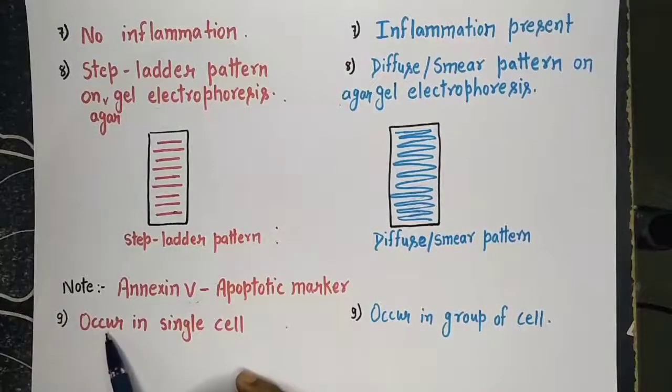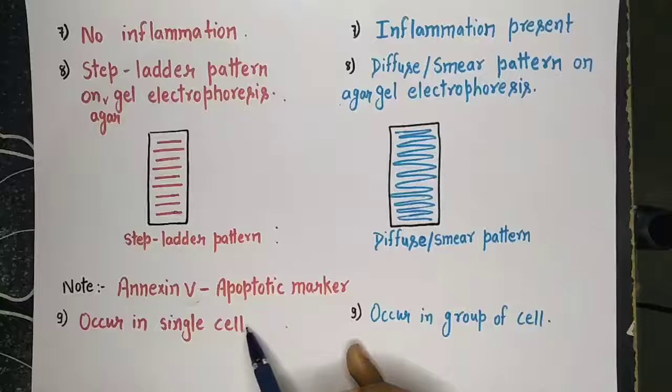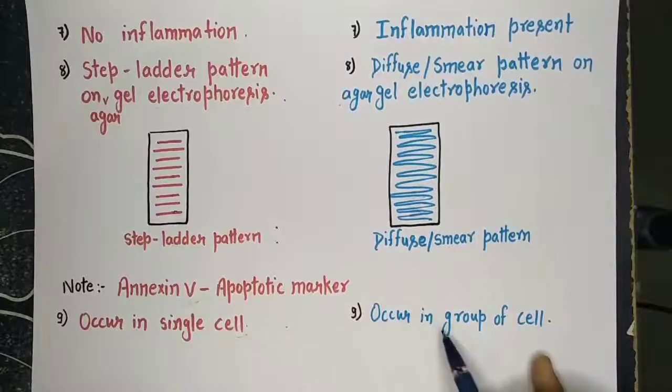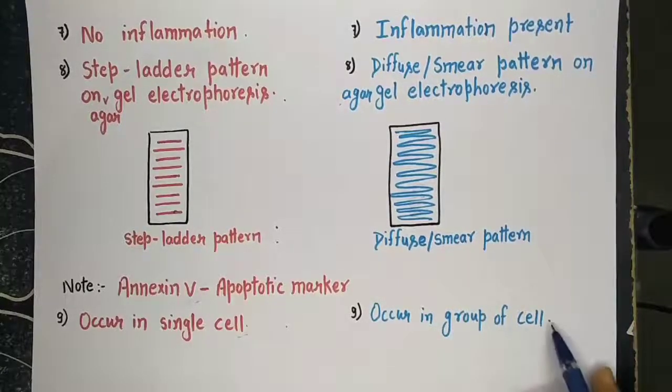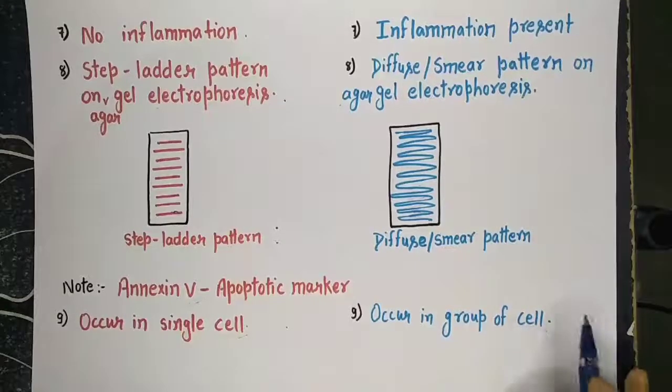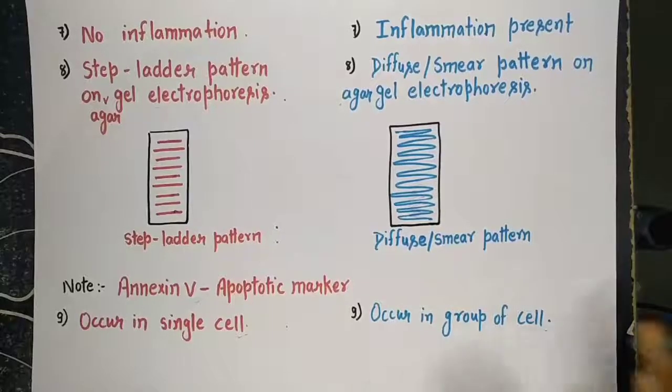Next point is apoptosis always occurs in a single cell, but necrosis occurs only in a group of cells, not in a single cell. It will always involve a group of cells. So these all are the differences between apoptosis and necrosis.